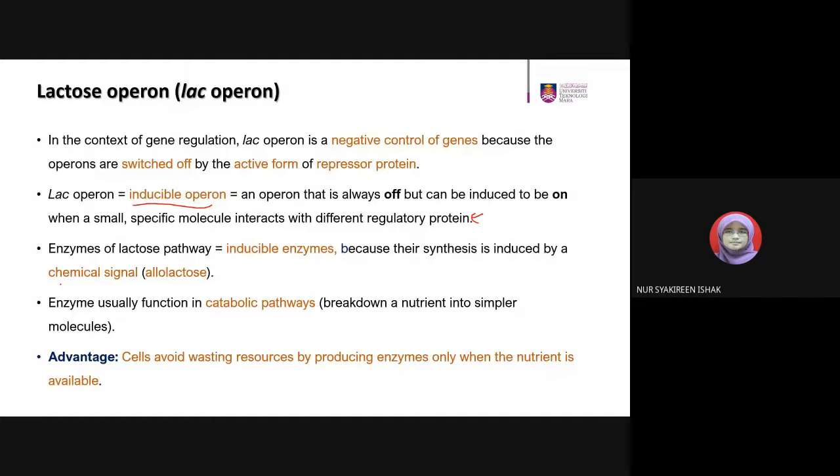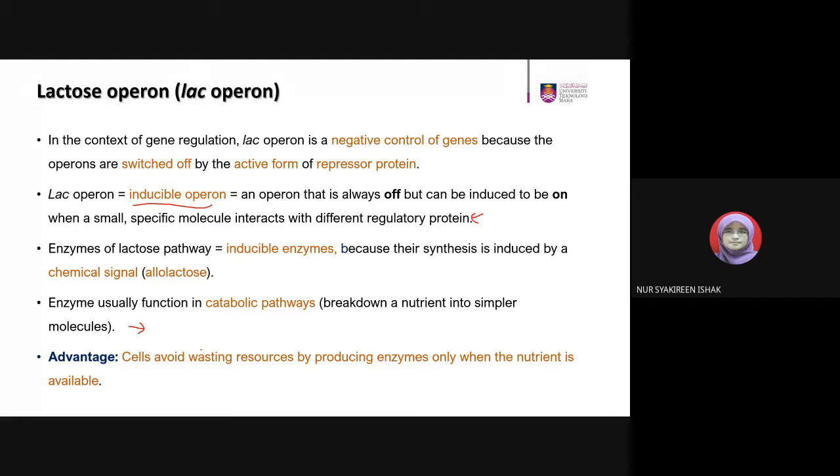So enzymes usually function in catabolic pathways, breaking down a nutrient into simpler molecules. Lactose, a disaccharide, perlu di-breakdownkan kepada monomer dia, which is glucose and galactose. So enzim-enzim yang terhasil pada lac operon ni digunakan untuk catabolic pathway. You break larger molecules into smaller molecules. So advantage, cells avoid wasting resources by producing enzymes when the nutrient is not available.